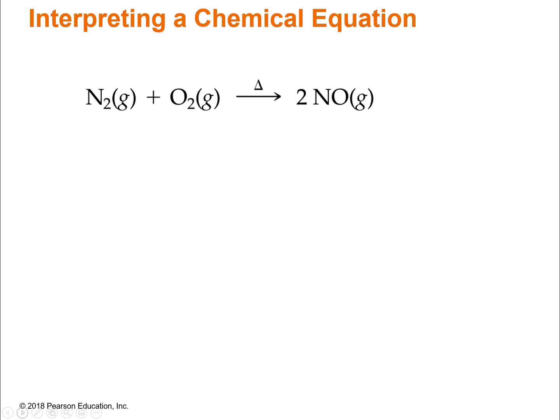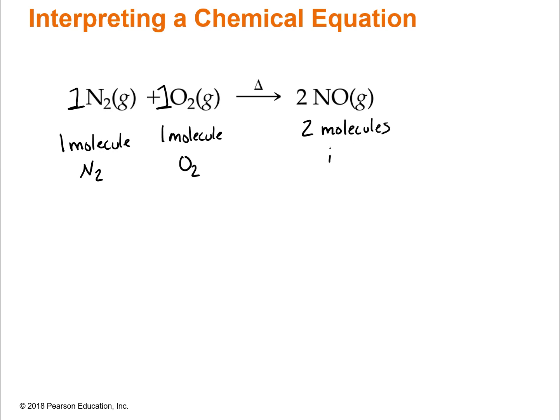Before we start doing the real math, let's talk about how you can interpret a chemical equation. Let's say that we have nitrogen gas and oxygen gas combining to make nitrogen monoxide, and this reaction requires heat. Remember that there's coefficients in front of these, and if there's no coefficient, it's a 1, right? So if I have one molecule of nitrogen gas and one molecule of oxygen gas, I can make 2 molecules of nitrogen monoxide. Pretty simple.